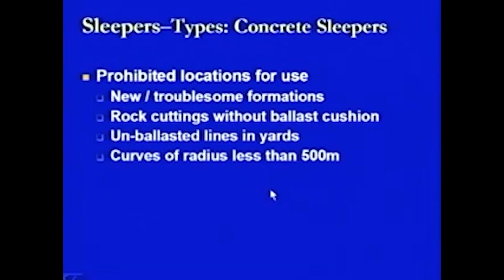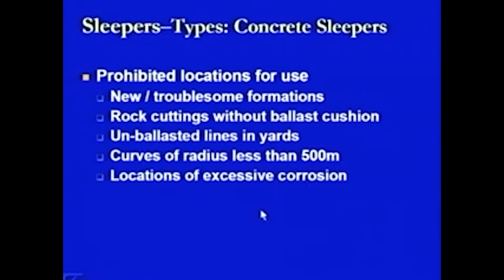Curves of radius less than 500 meters, this is another condition which we have seen in the case of LWR, where the LWRs are also prohibited. Then locations of excessive corrosion, where the reinforced sleepers have been used, and the twin block sleepers, where the two sleepers have been connected using the tie bars.